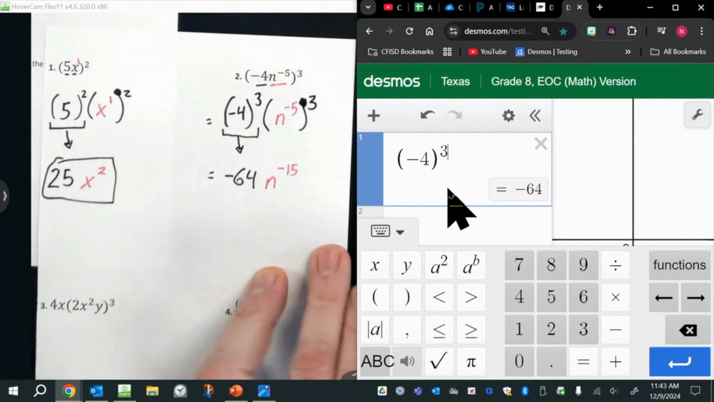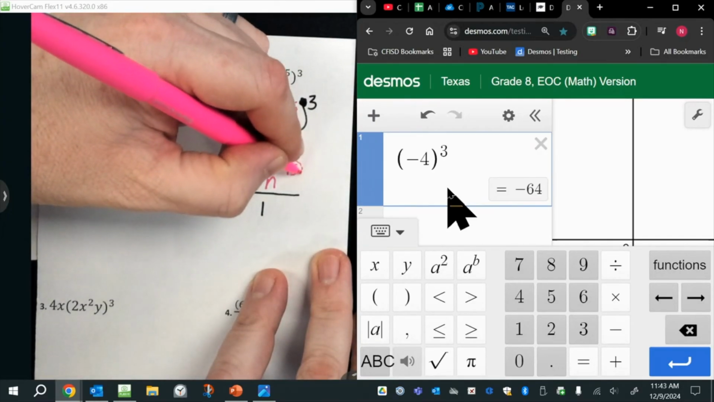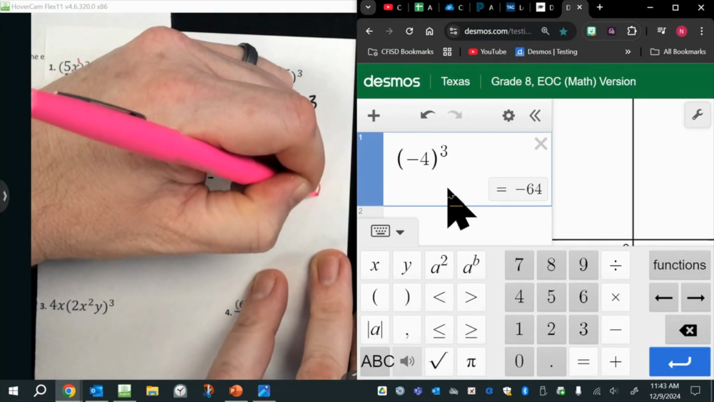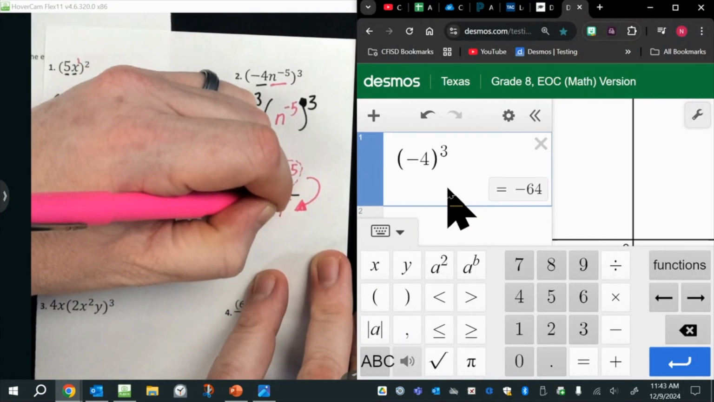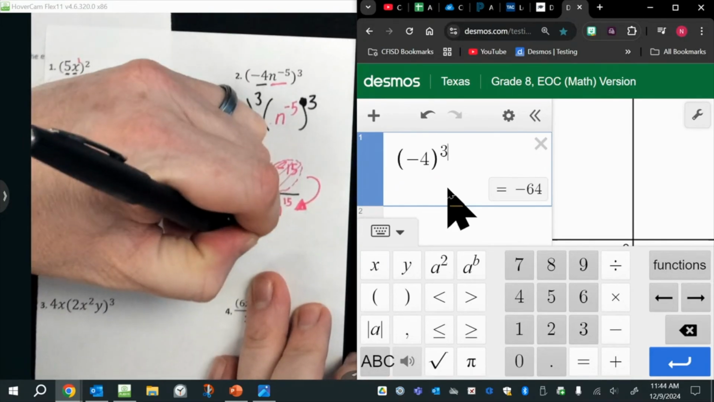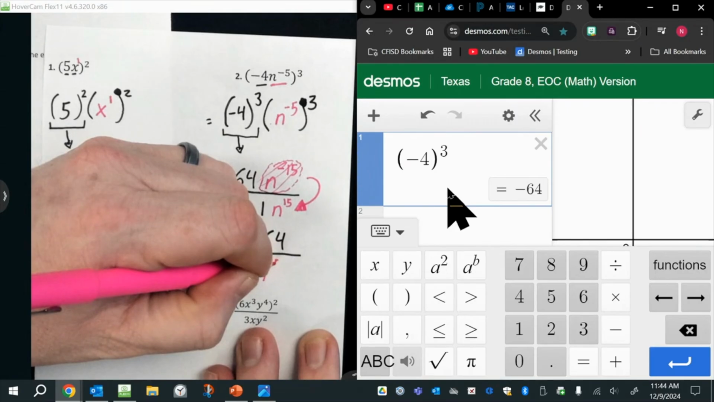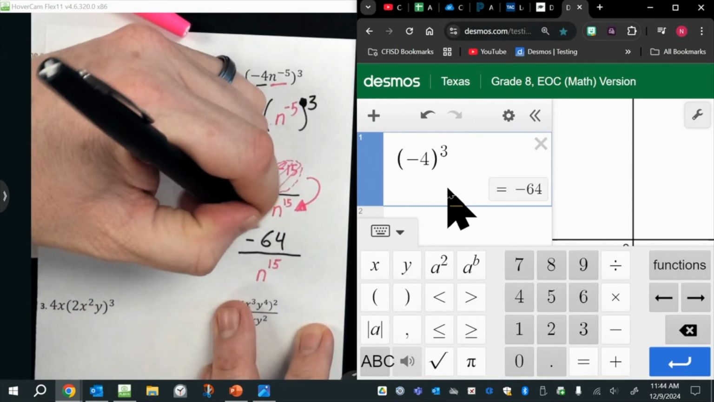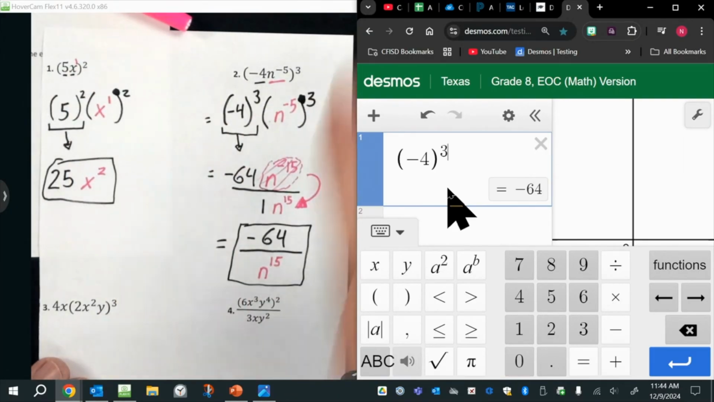Well, now here's a problem. I can't have negative exponents. So I'm going to put this guy over 1. And now what we're going to do is move our n to the negative 15 to the bottom, and he's going to become n to the positive 15. So now he's gone up there. So my final answer, I have negative 64 on the top of this, divided by n to the positive 15. Again, all my exponents are positive. I don't have any more parentheses. All of these parentheses are gone.